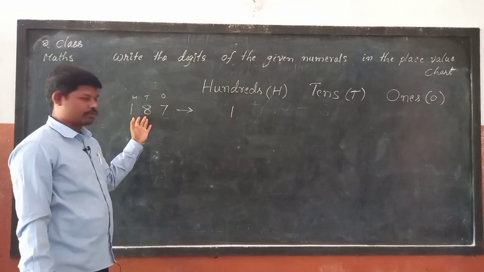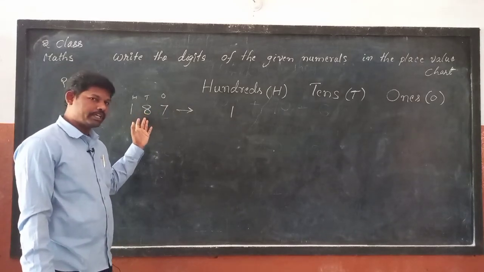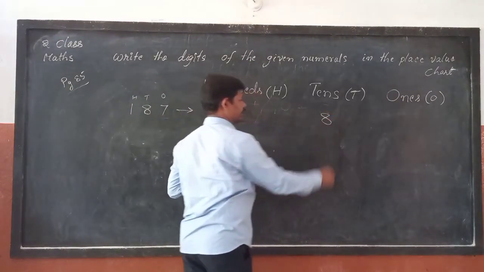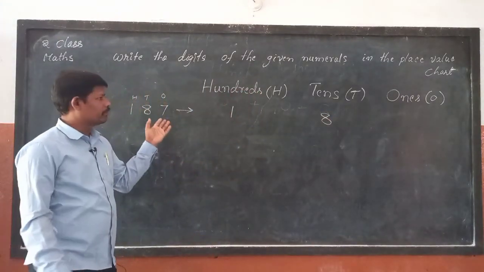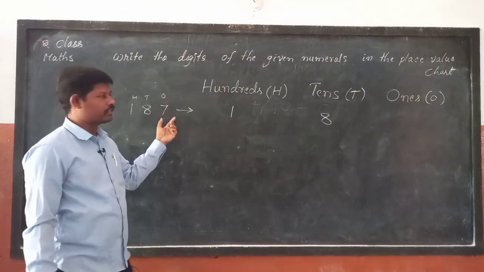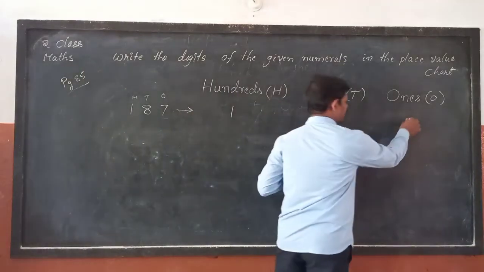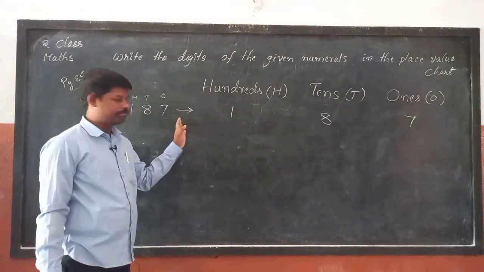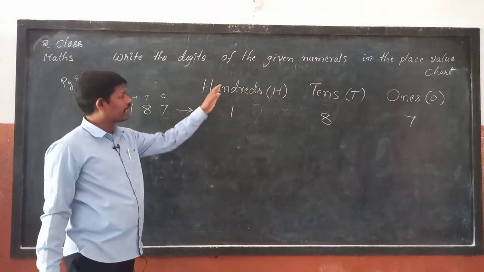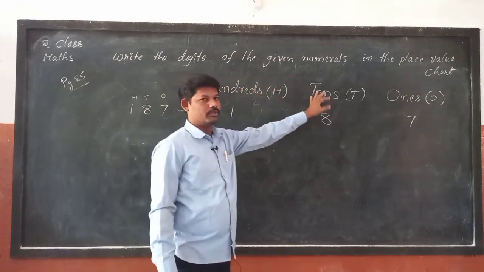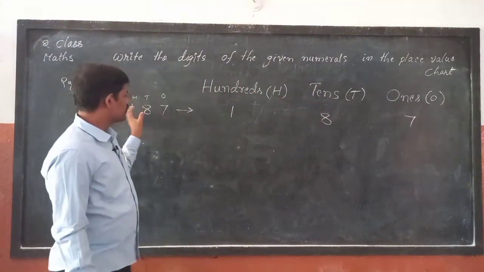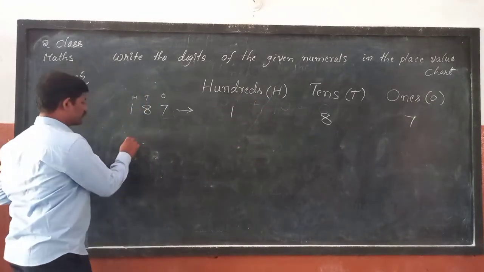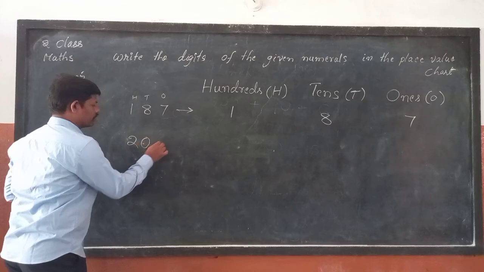And in the tens place, what is the digit present? 8. So write here 8. What is the digit present in the ones place? 7. Write 7 in the ones place. Okay, very easy. Here hundreds, tens, ones is already given. You just write the digits in their places. That much only.